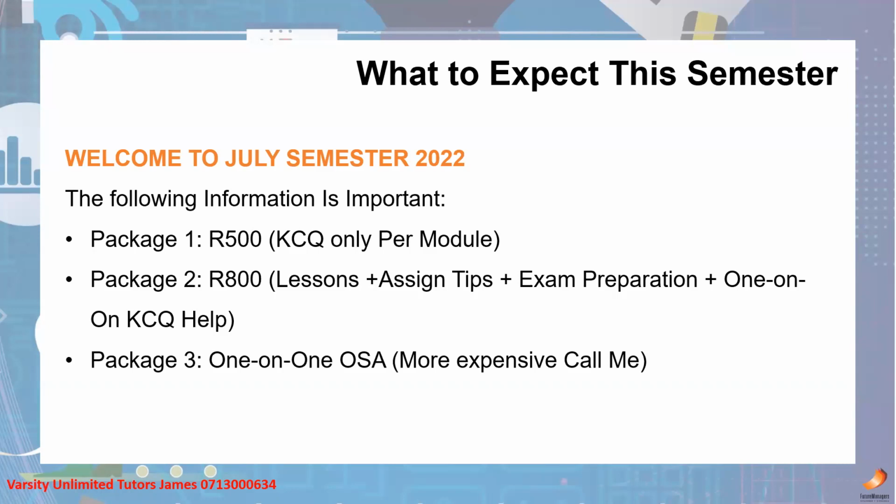The second package is the one which, like we were doing last semester, the one that I highly recommend. Because what we simply do in the second package, which is package number 2, which is going for 800 Rand per each module, is you get lessons, you get tutorials, you get tips on assignments, you get exam preparation, and you also get one-on-one assistance with your assignment if you need it. But it's not necessary, because remember, we would have already done it together as a class. But even if you say, look, can we go the extra mile? Can I get a little bit of one-on-one on my KCQs and whatnot?